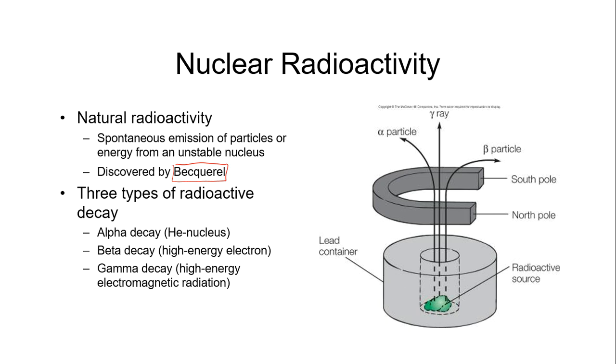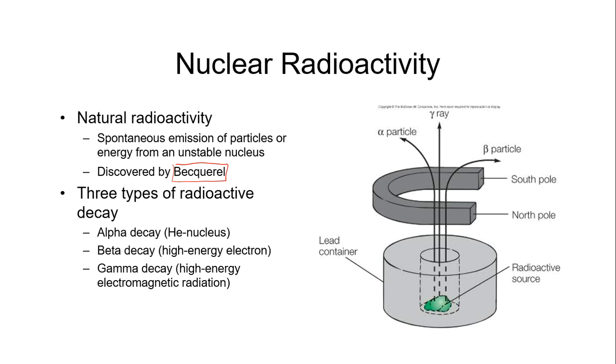Now, there are three different types of particles or energies that are released through radioactivity. You can have an alpha particle, you can have a beta particle, or you can have a gamma ray. Let's take a look at this picture here on the right of your screen. You can see there is a green substance, a radioactive source, that's contained in a lead container, which has an opening just at the top. What this does is it blocks the alpha, beta, and gamma particles from going in any direction except for up.